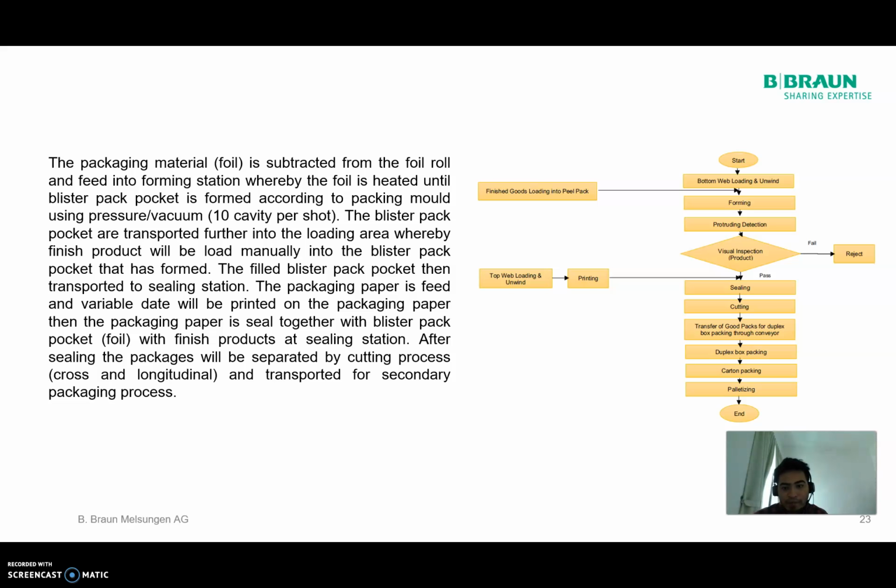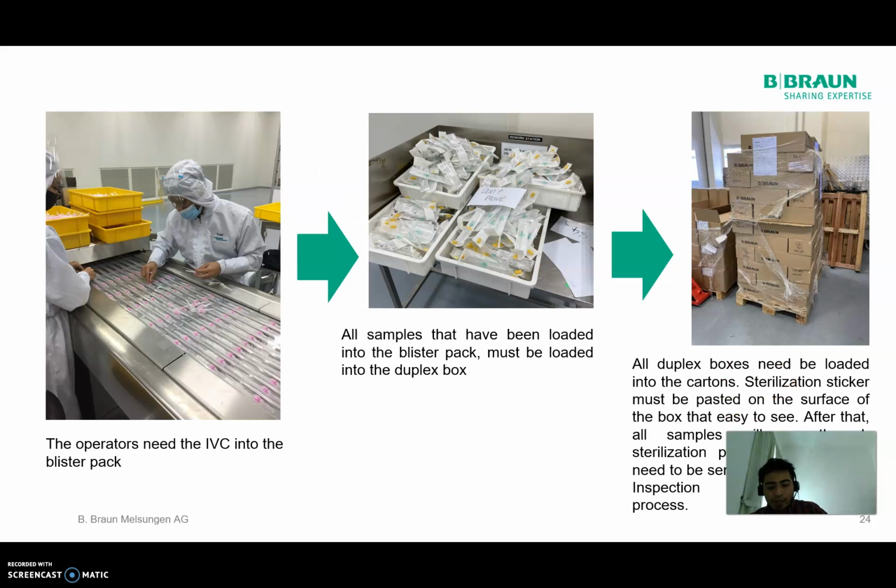The packaging paper is fed, and the variable data will be printed on the packaging paper. Then the packaging paper is sealed together with the blister pack pocket foil with the finished product at the sealing station. After sealing, the package will be separated by a cutting process, cross and longitudinal, and transported for the secondary packaging process. The process is like this.